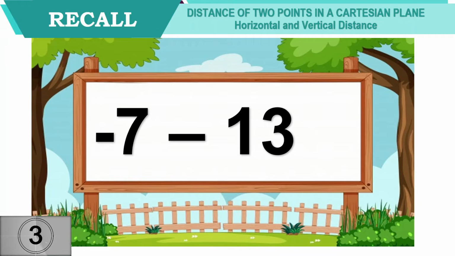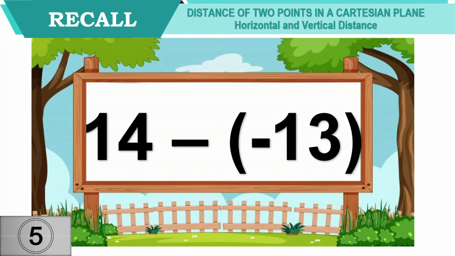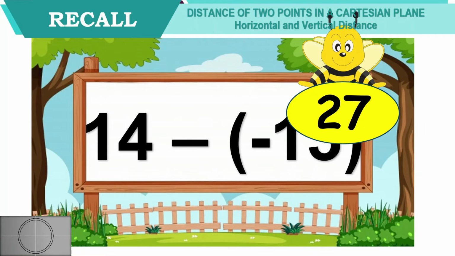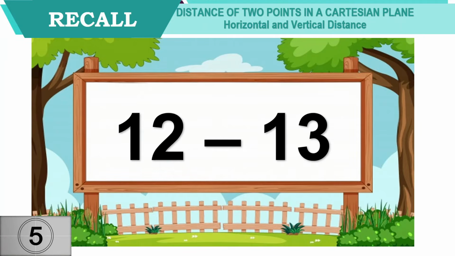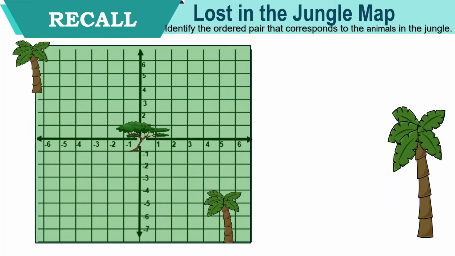Negative 7 minus 13. Negative 20 is the answer. 14 minus negative 13. Great job if you got 27. 12 minus 13. If your answer is negative 1, then that's correct.